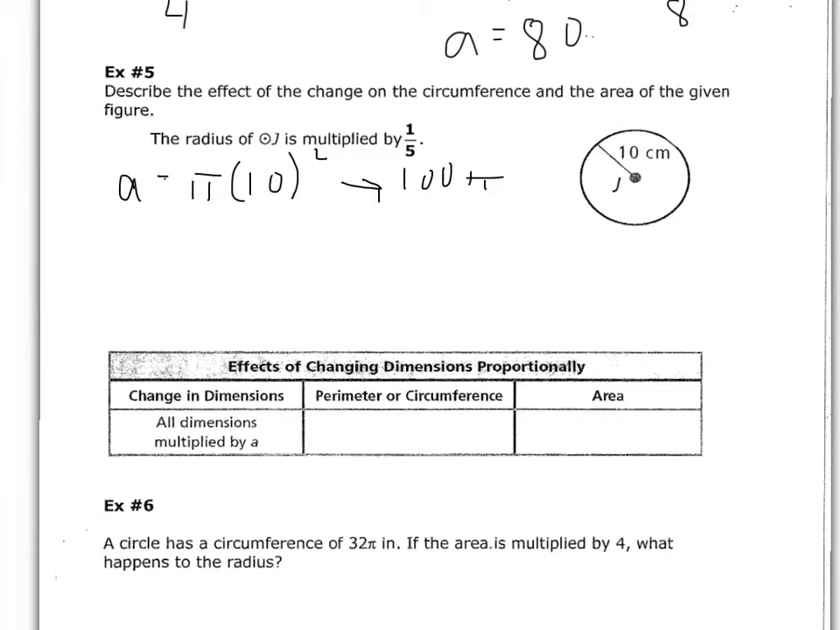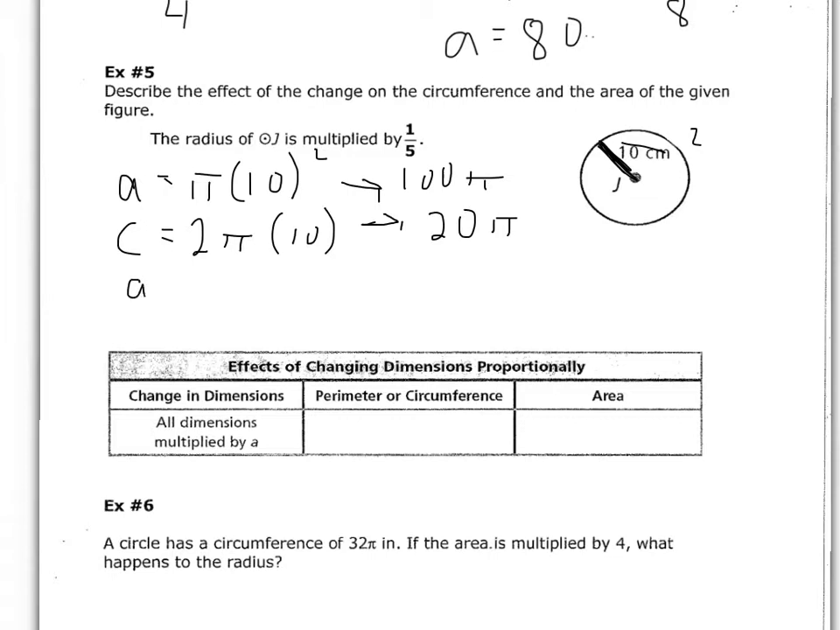Okay, and your circumference of that circle, remember, your circumference is 2 pi r. Okay, so we're going to put 2 pi in our radius, which is 10. Okay, and if you multiply all that out, 2 times 10 is 20, so your circumference would be 20 pi. Okay, so if we multiplied all of our dimensions by 1/5, all of a sudden our radius would now be 2. Okay, so we're going to do the same calculations except have a radius of 2.